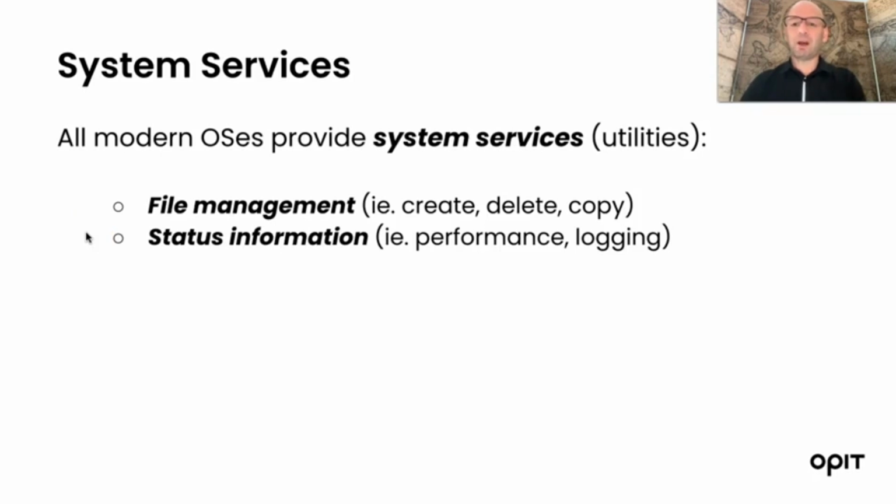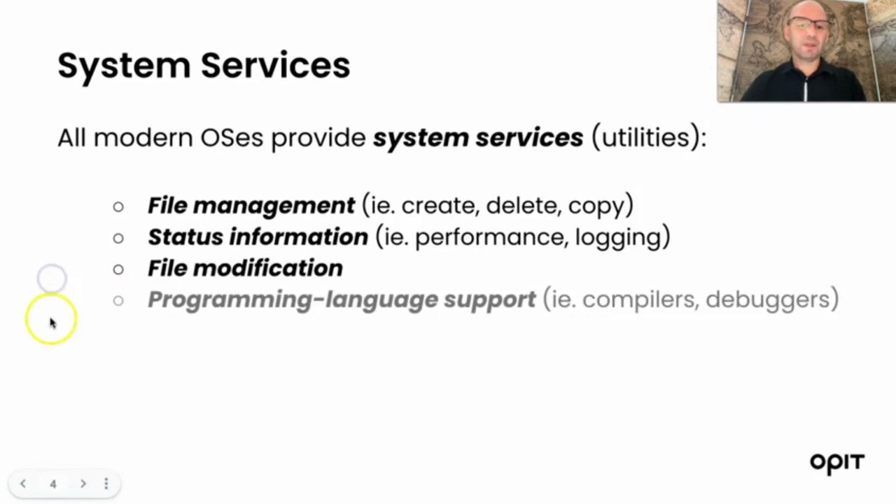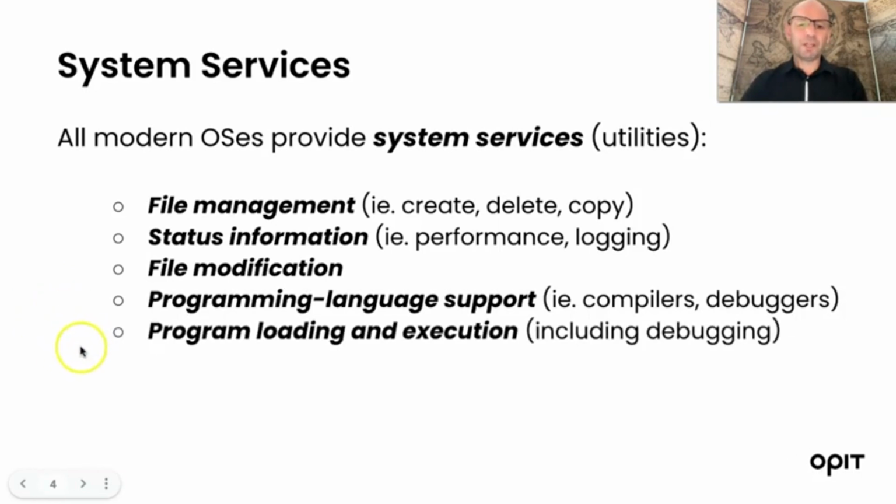For example, in a Mac operating system, we could look at Activity Monitor for performance reporting. And in Windows, we could look at Resource Manager to see how our system is performing. Also, the ability to modify files, so to be able to make changes to files in our system. Also, some sort of programming language support, so to be able to support compilers and to be able to support debuggers. Also the ability to load programs and execute programs, and that includes the ability to debug.